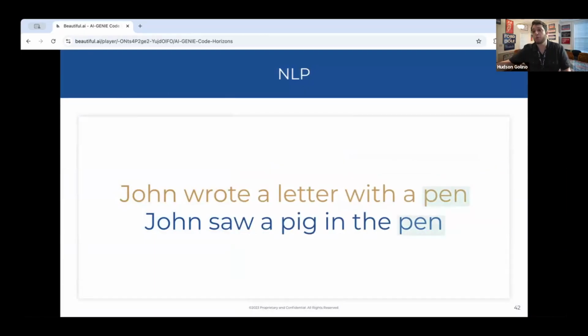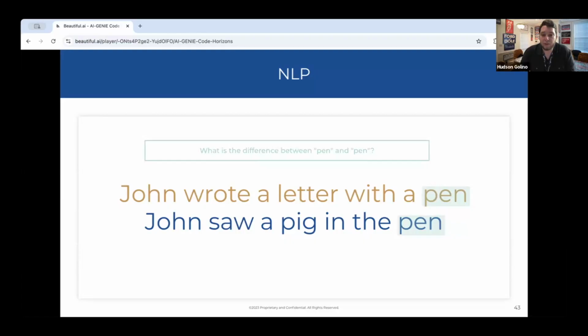Before we talk about the transformer model architectures, let's see some examples of natural language processing tasks that are very interesting. So check those two phrases. John wrote a letter with a pen, and John saw a pig in the pen. So what is the difference between pen in the first phrase and pen in the second phrase?